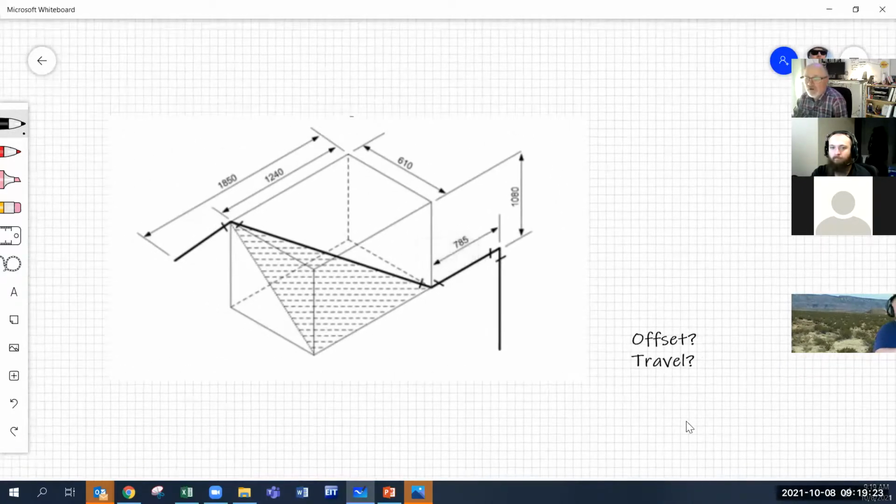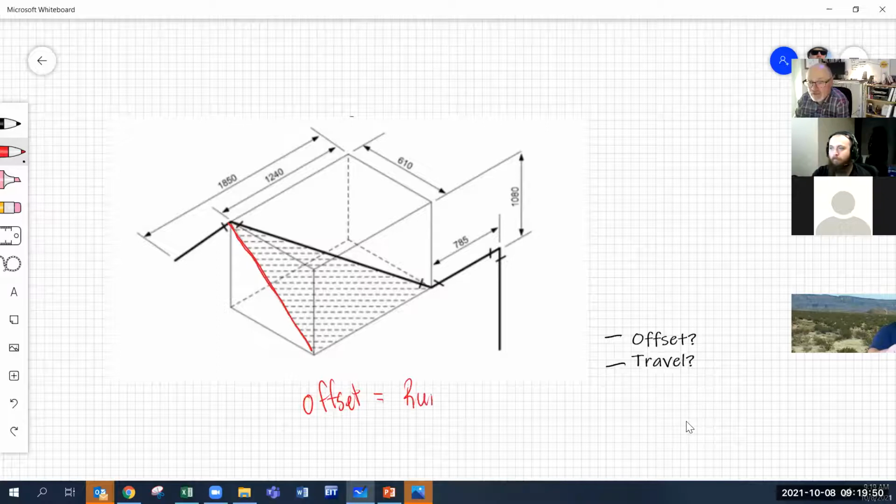It's another example. I want to know the offset and I want to know the travel. Remember, the offset is here. And if the offset equals the run, then we know we're using 45s, right? Then that's a little bit of a caveat in here. If the offset that we calculate is equal to the run, then we know we're using 45-degree fittings.